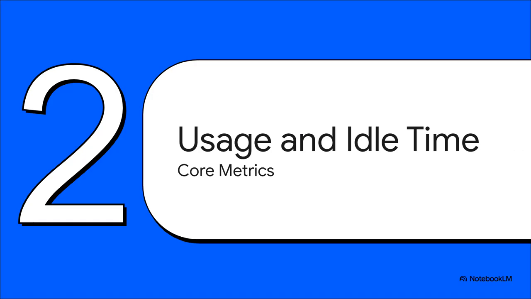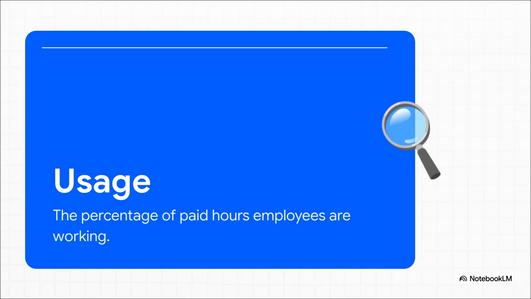Moving on to section 2, measuring usage and idle time. This is where we get into our first two core formulas, which are just absolutely essential for your toolkit. First up is usage. This is simply the percentage of paid hours that your employees are actually working. In service industries like consulting, we usually look closely at billed hours to figure this out. Essentially, usage isolates that specific chunk of time you're paying for that's genuinely being spent on productive, value-adding stuff.